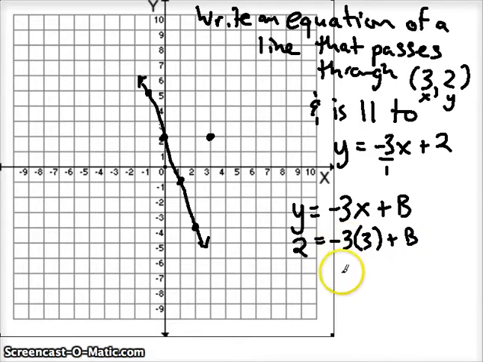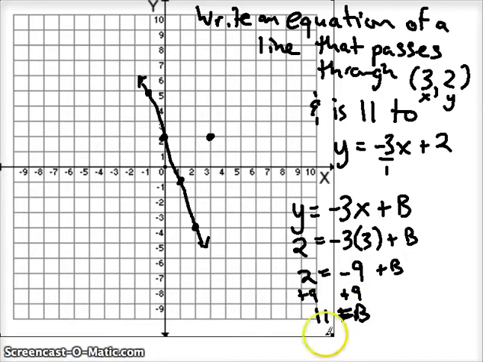Let's simplify this. Negative 3 times 3 is negative 9, and in order to get b by itself, we need to get rid of the negative 9, so let's add 9 to both sides. So 2 plus 9 is 11. 11 equals b. So let's write our equation here. The equation of this line should be y equals negative 3x. It has the same slope, but it's going to intersect the y-axis at positive 11. So if we could put that up there, there's 11.